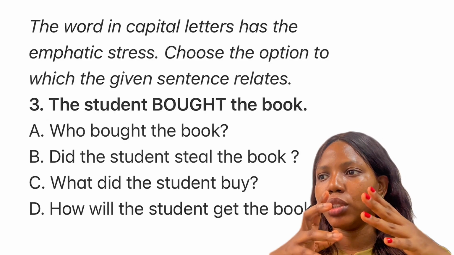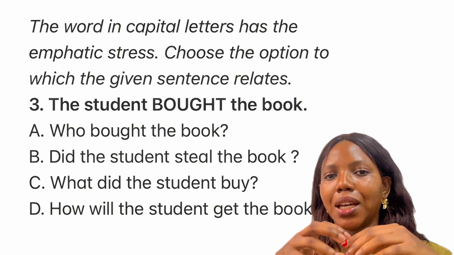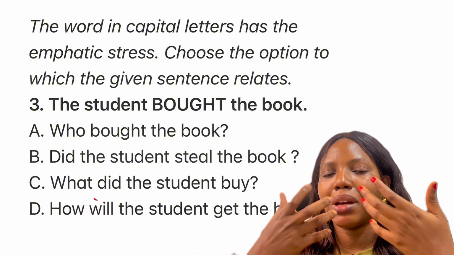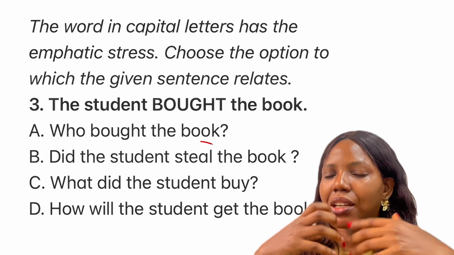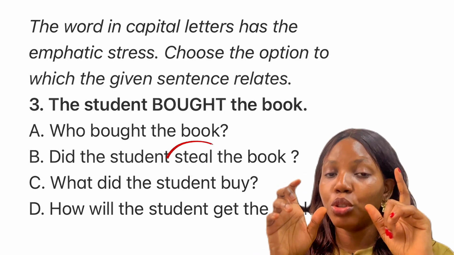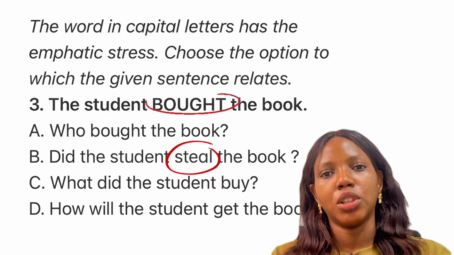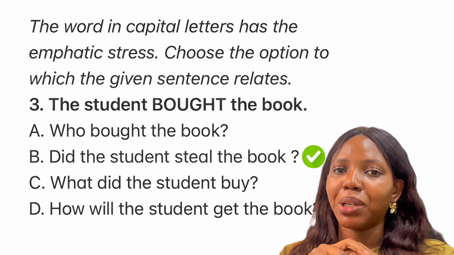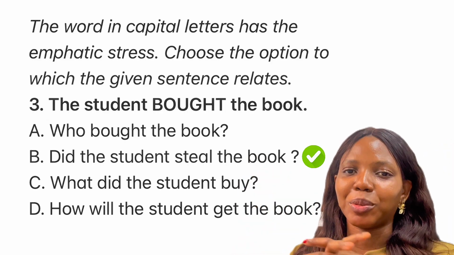Why is it B? Why not D? Now, if you take a look at option D, how will the student get the book? It is emphasizing the method. But did the student steal the book? It is emphasizing the action. No, the student bought the book. Okay, so that's why option B is the best answer to this question. Okay, so final answer is option B.